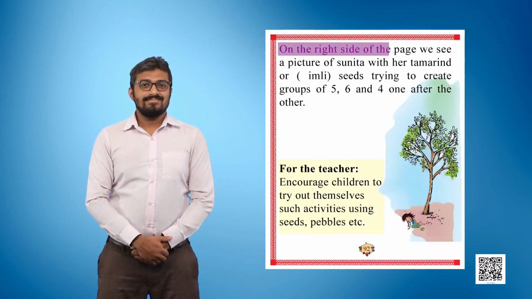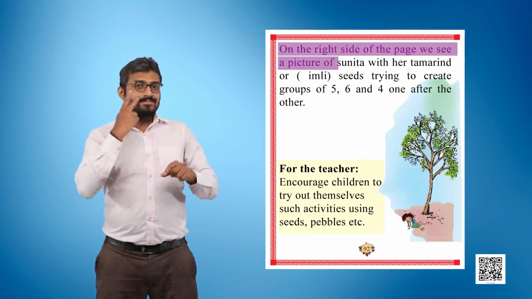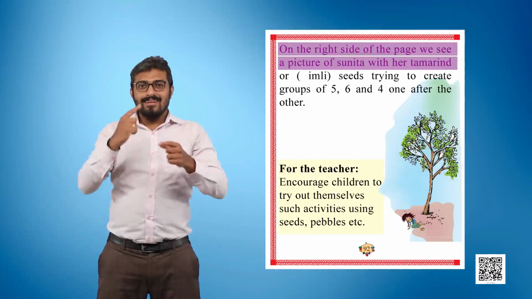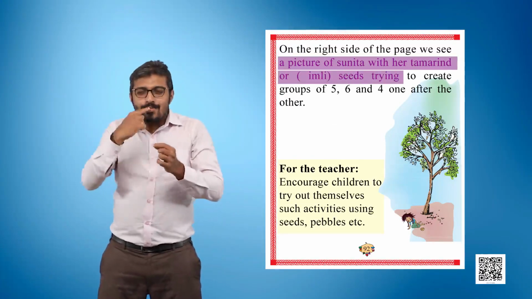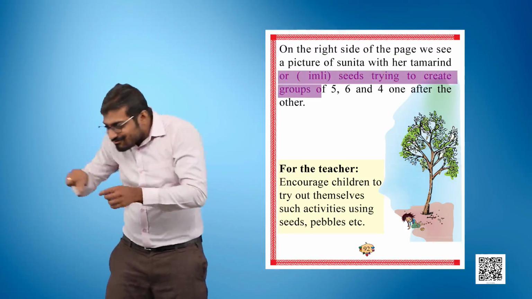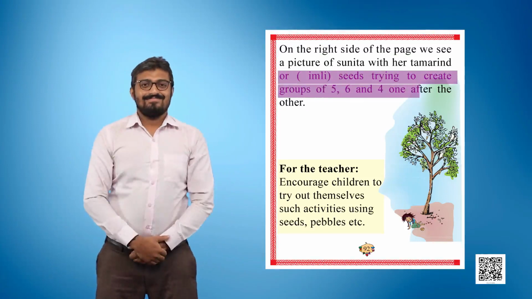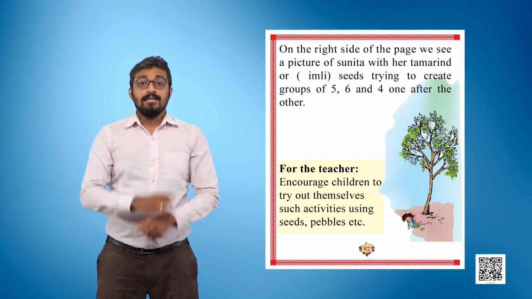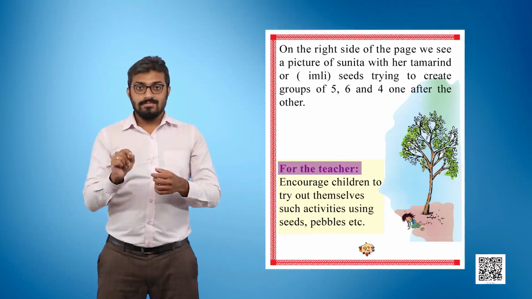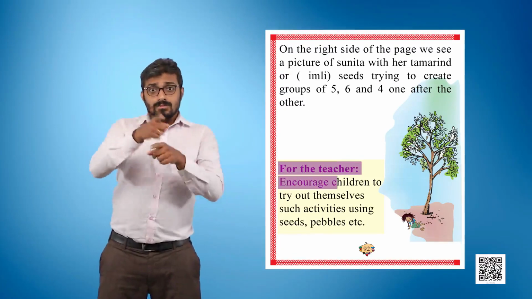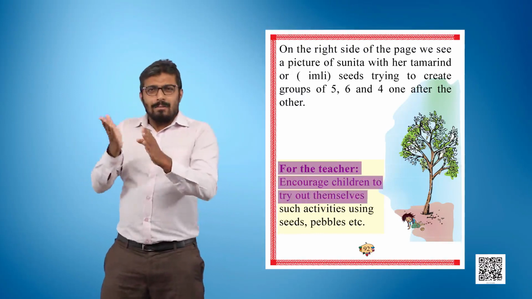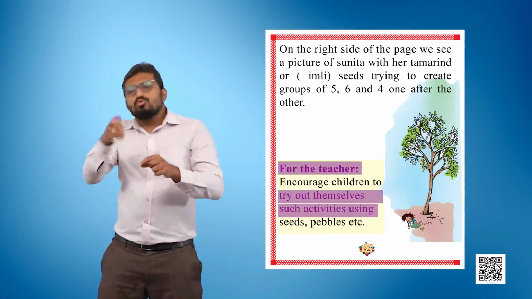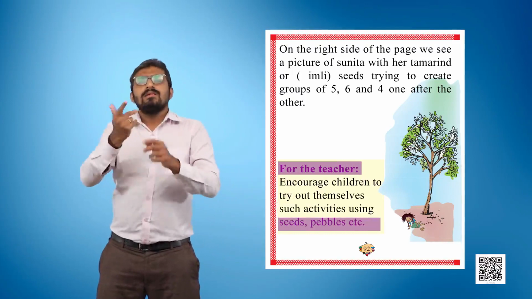On the right side of the page, we see a picture of Sunita with her tamarind or imli seeds trying to create groups of 5, 6 and 4, one after the other. For the teacher. Encourage children to try out such activities themselves using seeds, pebbles, etc.